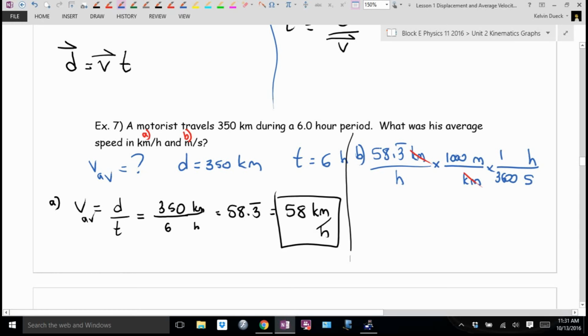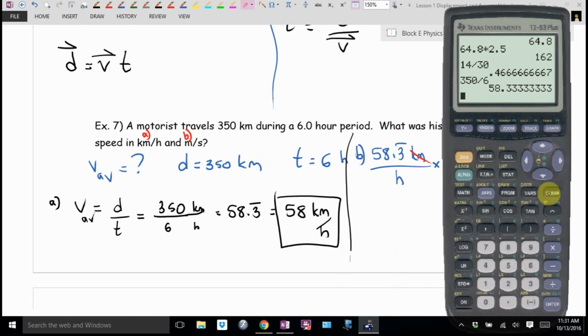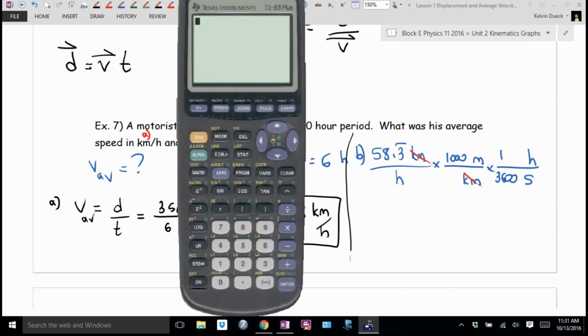What am I going to do with that 1,000? Times or divide? Divide. What am I going to do with this 1,000? Times or divide? How do I know times? Where is it? On the? What am I going to do with this 3,600? Times or divide?